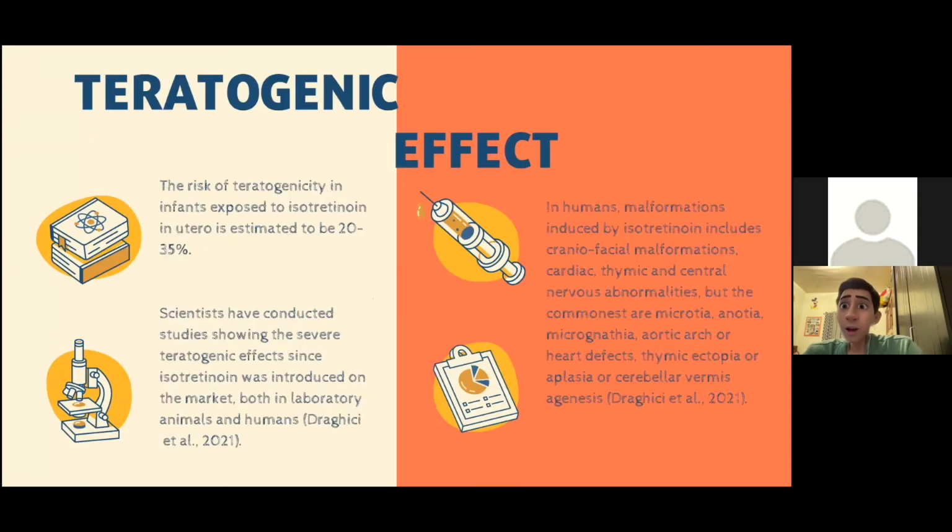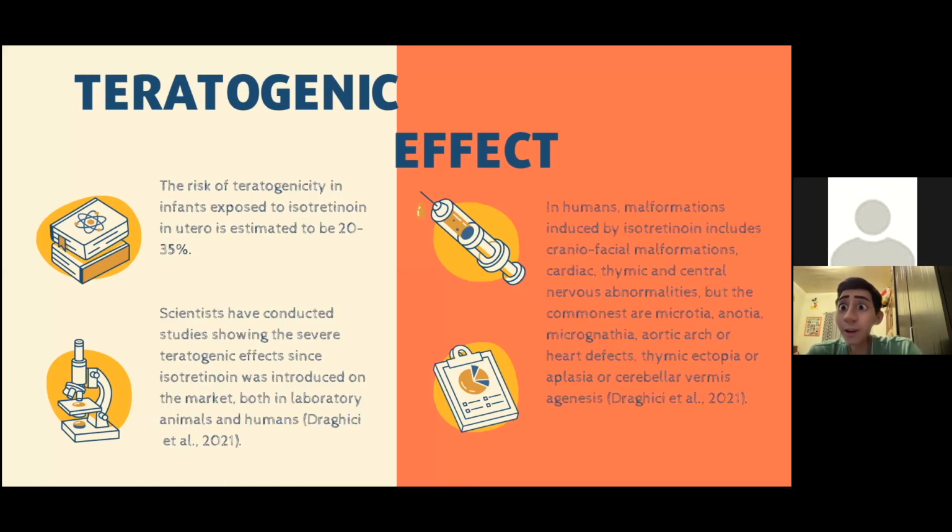Next slide. For the teratogenic effect, the risk of teratogenicity in infants exposed to isotretinoin in utero is estimated to be 20 to 35%. This includes numerous congenital defects, including craniofacial defects, cardiovascular and neurologic malformation, or thymic disorders. Along with this, neurocognitive impairment, even in the absence of any physical defects, has been established to be around 30 to 60% in children exposed to isotretinoin during the prenatal period.